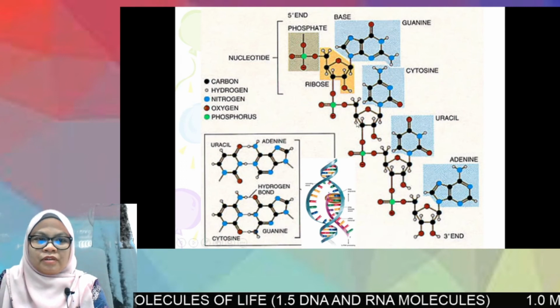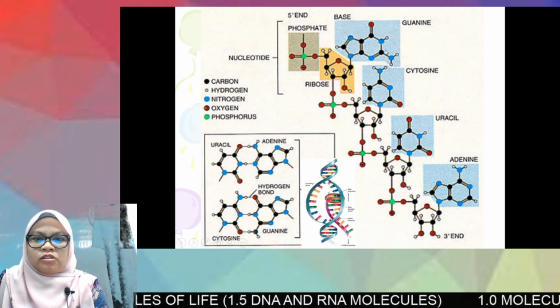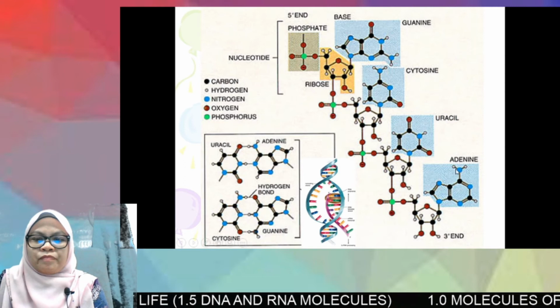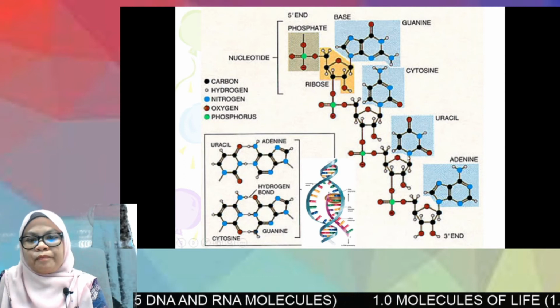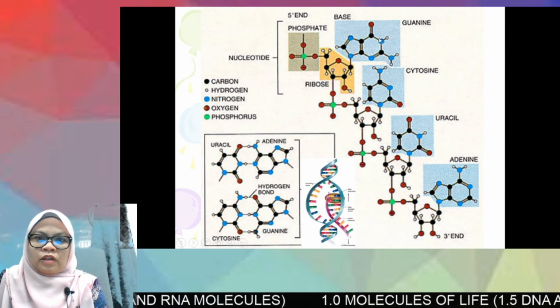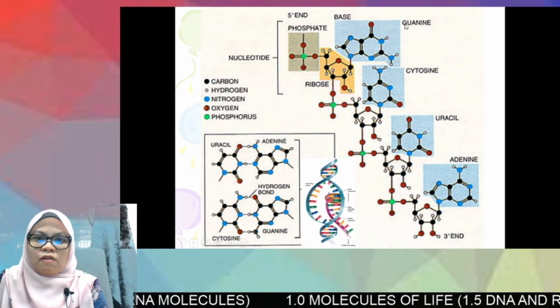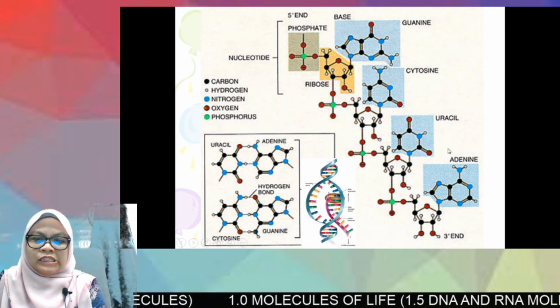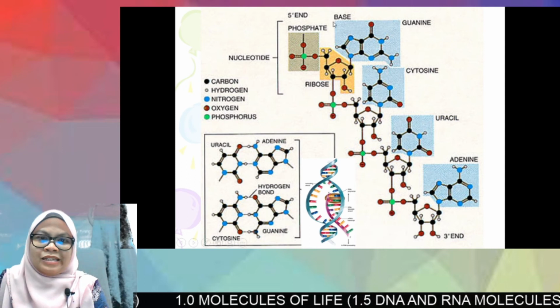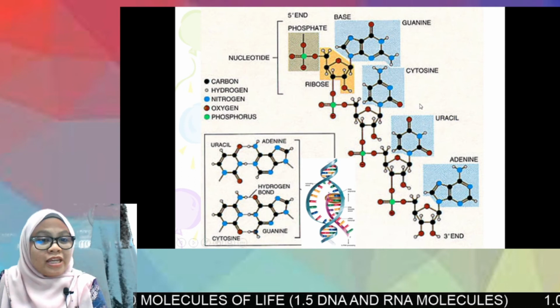So here it shows the RNA polynucleotide. The bases consist of guanine, cytosine, uracil, and adenine. So RNA is a single polynucleotide.